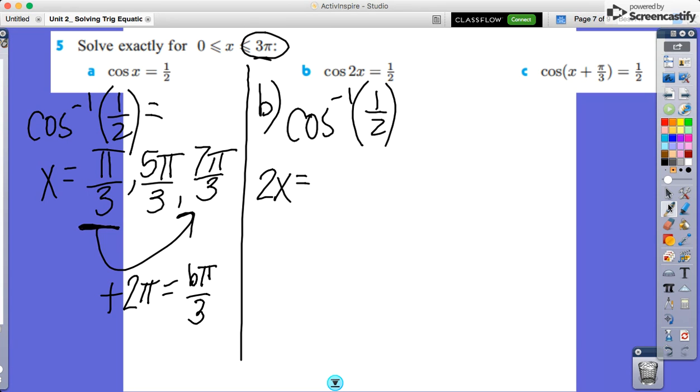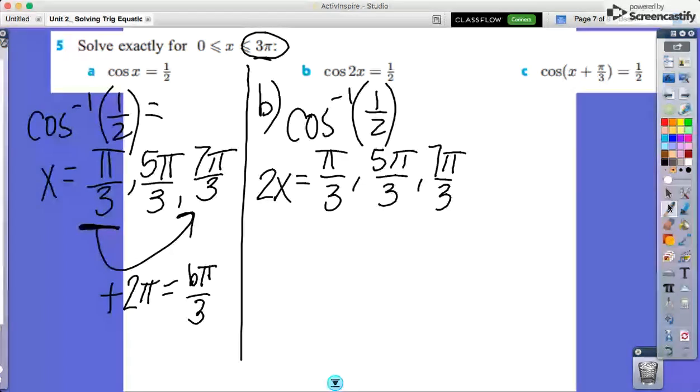Any objections to this being equal to the same thing? No. Why is it equal to the same thing? Because it's inverse cosine of 1/2. Right, inverse cosine of 1/2 is inverse cosine of 1/2. They are equivalent. I just rewrote them. However, now this is equivalent to 2x.